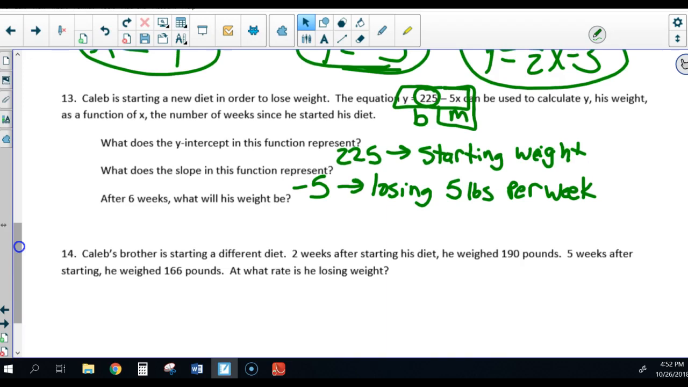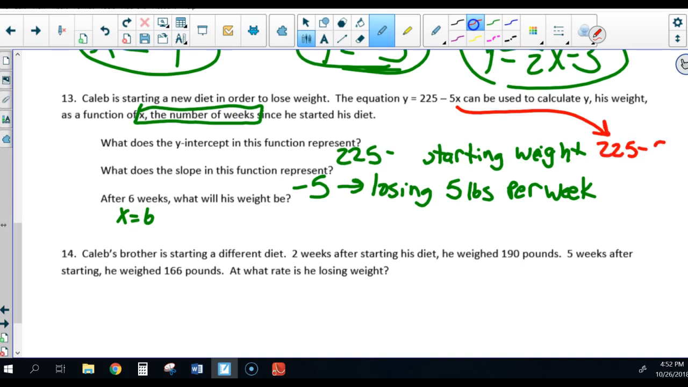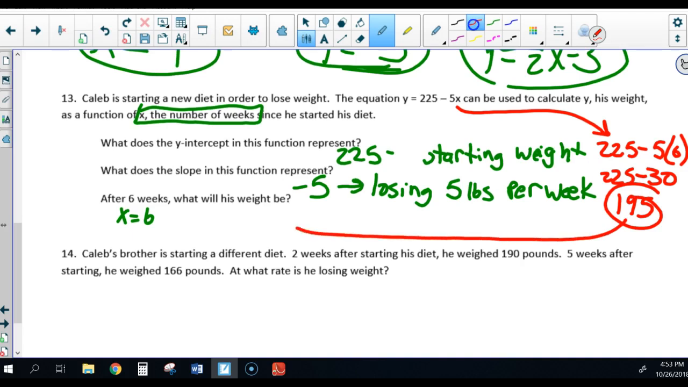After 6 weeks, what will his weight be? Well, x is the number of weeks, so they're telling us now that x is 6. So, take this equation: 225 minus 5 times 6. That's 225 minus 30, which is 195. 195 pounds.